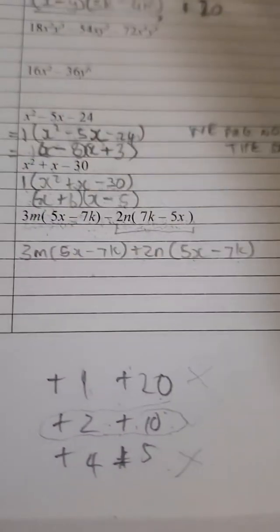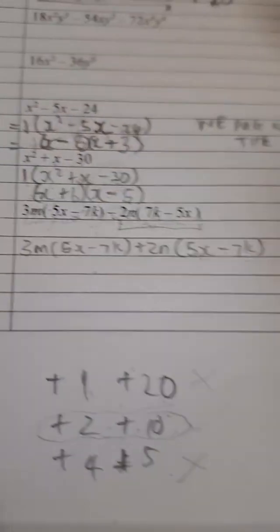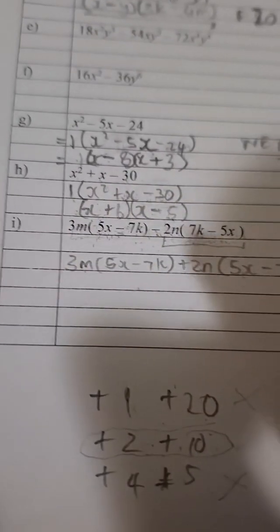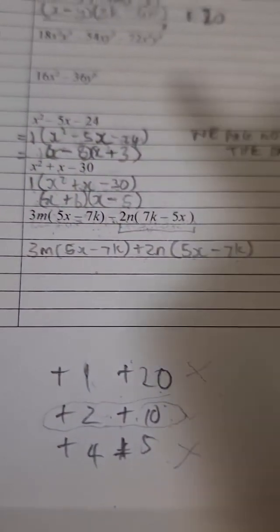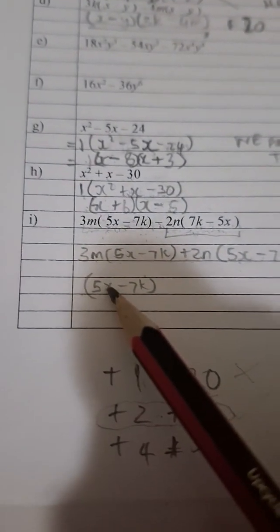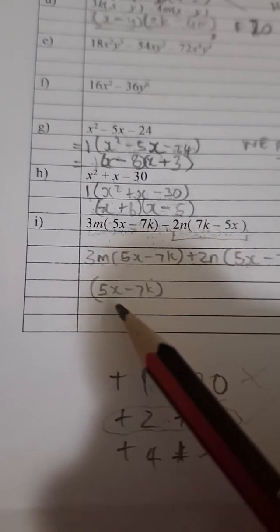It's positive. My number, it's 1. My letter, I don't have any letter that is common because m and n are not common. Then my bracket, I can now write my common bracket as 5x minus 7k. And remember, it's a positive 1, 5x minus 7k that I've taken out.